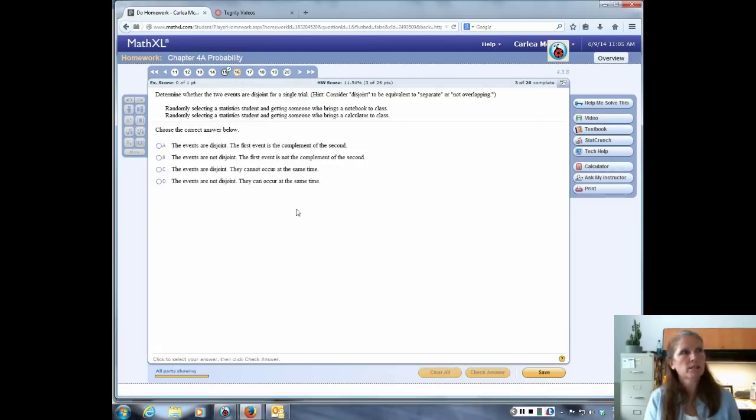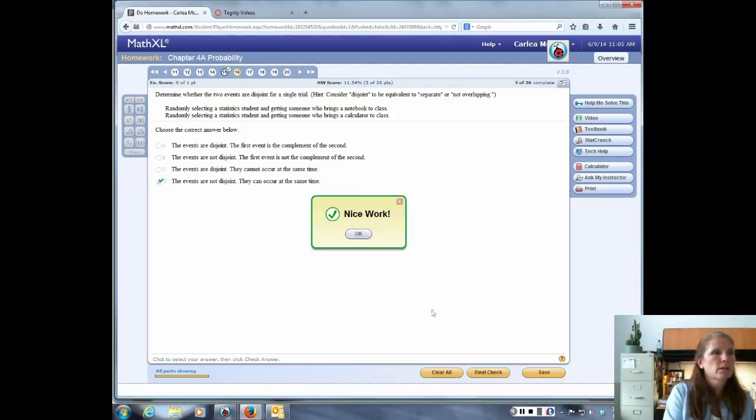Okay, randomly selecting a statistics student and getting someone who brings a notebook to class. Randomly selecting a statistics student and getting someone who brings a calculator to class. Could you pick one person and at the same time have them bring a notebook and a calculator? You might be surprised at how hard that is. But it is possible, right? Because you could have somebody who brings both. So it's not disjoint sets. They are not disjoint. They can occur simultaneously.